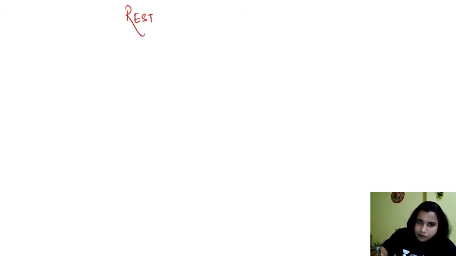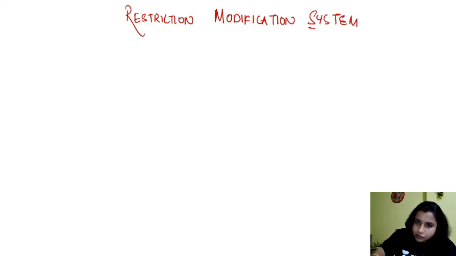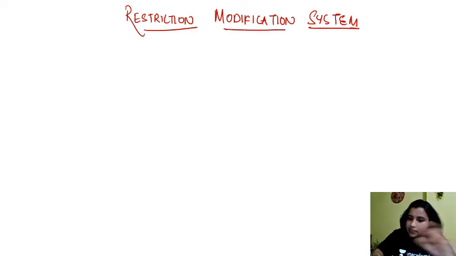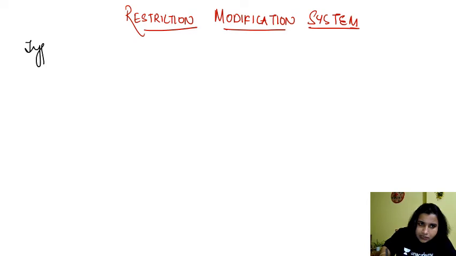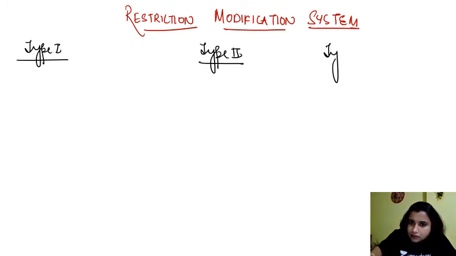If we talk about the restriction modification system, restriction enzymes are of three types. What are the three types of enzymes? See here: type 1, type 2, and type 3, right?